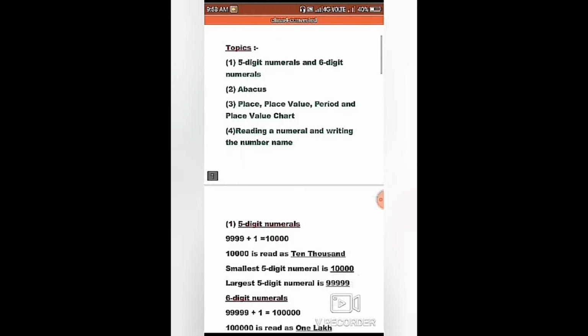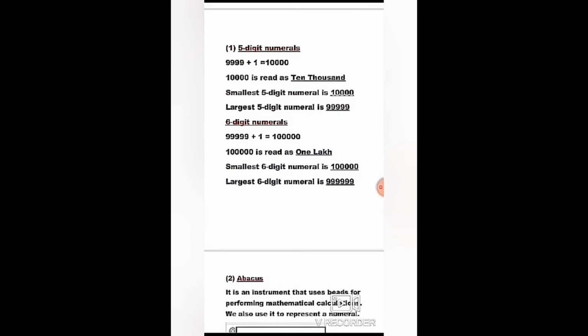In class 3 you have studied up to the largest 4-digit number, that is 9,999. One more than the largest 4-digit number is 10,000, and 10,000 is the smallest 5-digit number. The largest 5-digit number is 99,999. One more than the largest 5-digit number is 1 lakh, and 1 lakh is the smallest 6-digit number. The largest 6-digit number is 9,99,999.